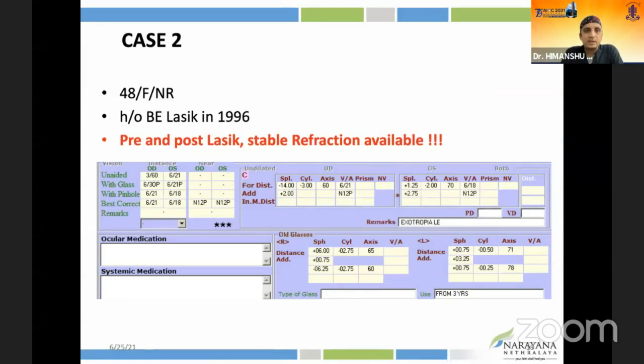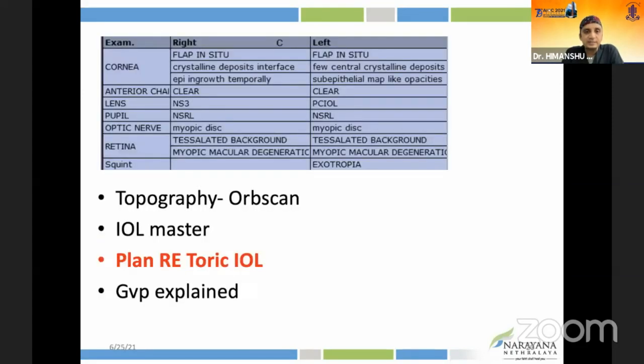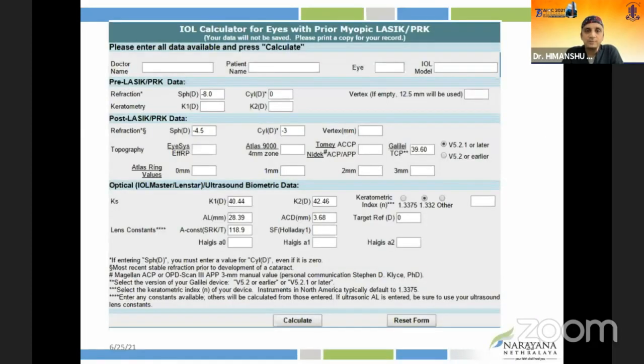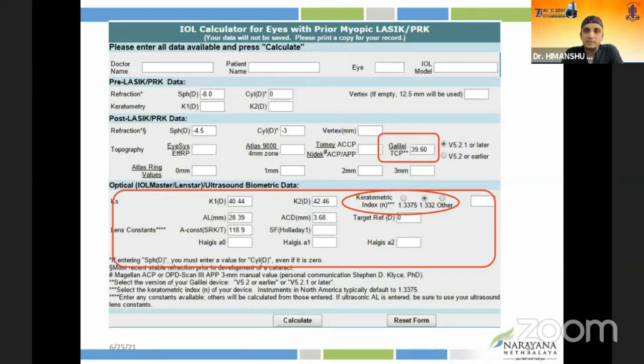I'll take a second example now. The LASIK was done, but we have post-LASIK data available with us, so that we can utilize some other methods like the historical method. In the post-LASIK data, we realized that the patient had cylindrical power, and now the patient requires a toric IOL. If you look at the data which we saw earlier, the topography also showed cylindrical power, which was matching. Now we enter the data into the ASCRS calculator, similar to what we did.